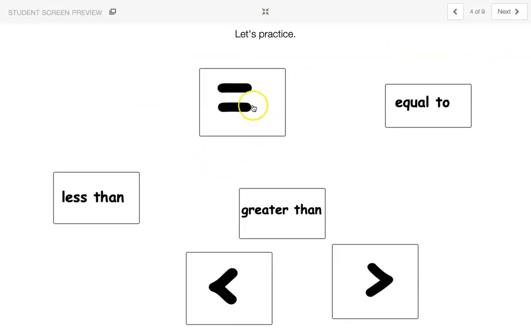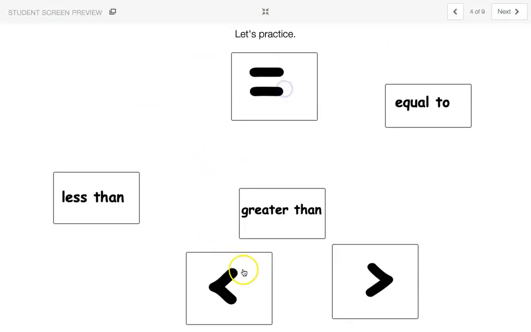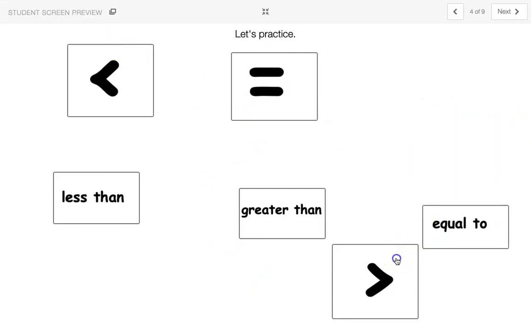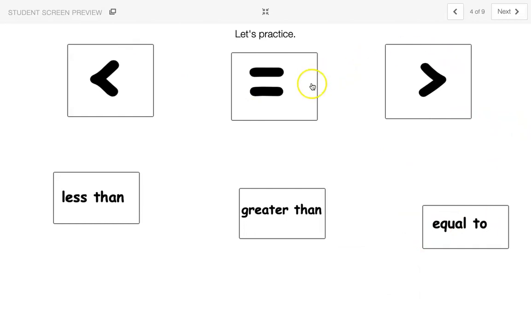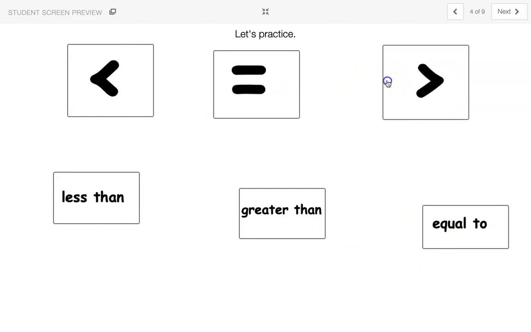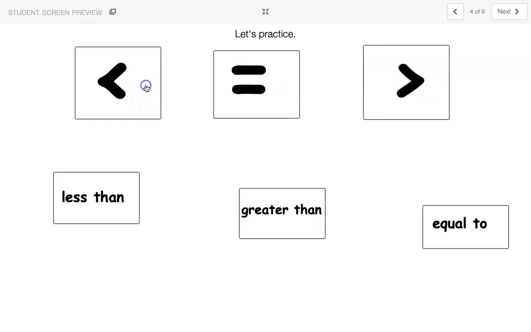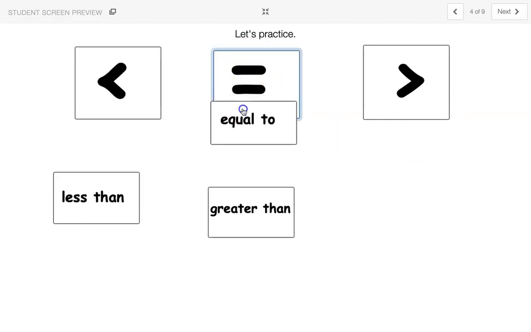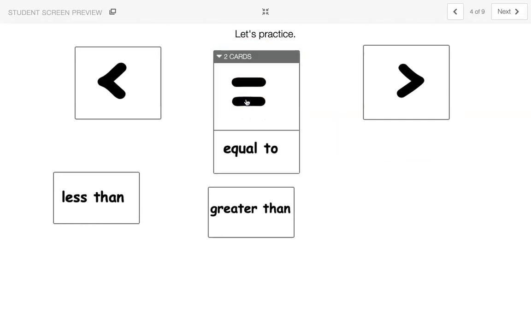All right, so I'm going to put that one there, that one up there, that one here, and that one here. And I want you to match them up. You can write the words on a piece of paper, and you can write the symbols up there and draw lines connecting them. I'm actually going to move the card. So I know the easy one is this one because it's equal to, right? So we're going to move that right up there, and we have a match.